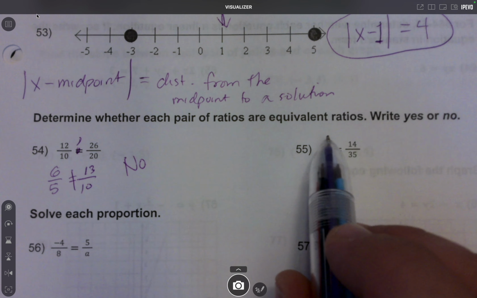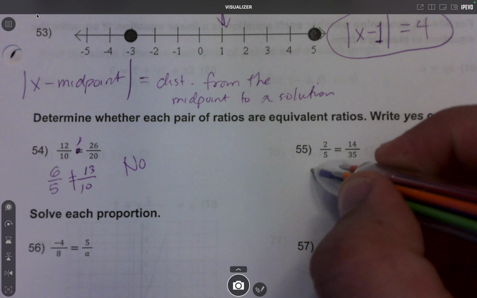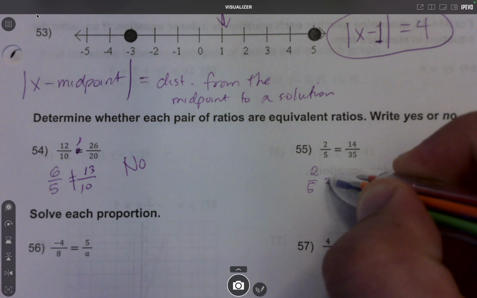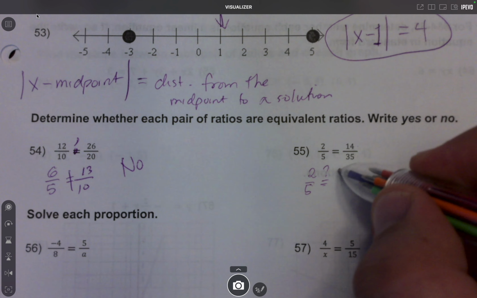On 55, 2 over 5 is already fully reduced. 14 and 35 are both divisible by 7. 14 divided by 7 is 2. 35 divided by 7 is 5. So yeah, these are equal. We would say yes, they are equivalent ratios.